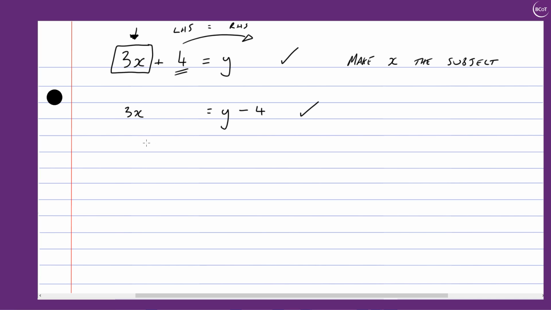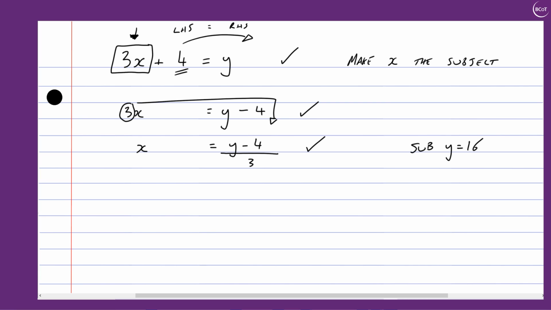So what we need to do is effectively divide both sides by 3. So we need to move the 3 across and down by swap and drop. So we end up with x equals, we've got y minus 4 all over 3. So we took this 3, we swap and dropped it. So we end up with x is y minus 4 all over 3. And now x is the subject because it's on its own. So we've done it.